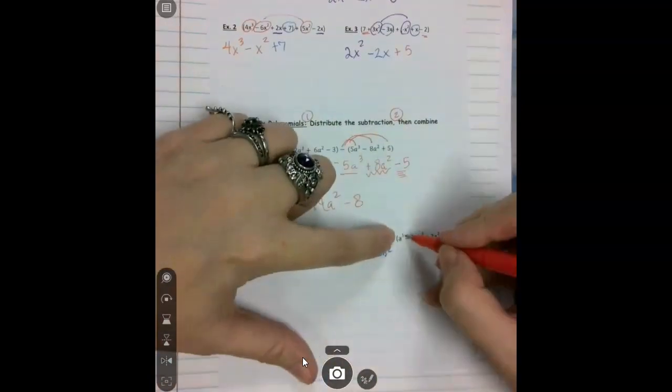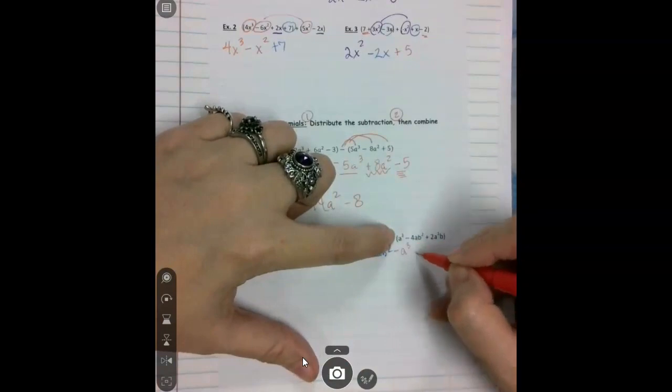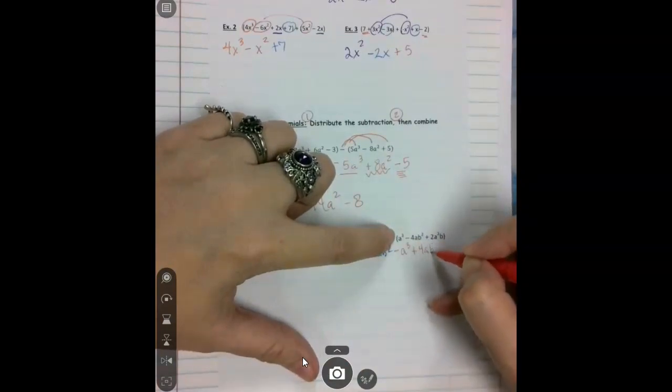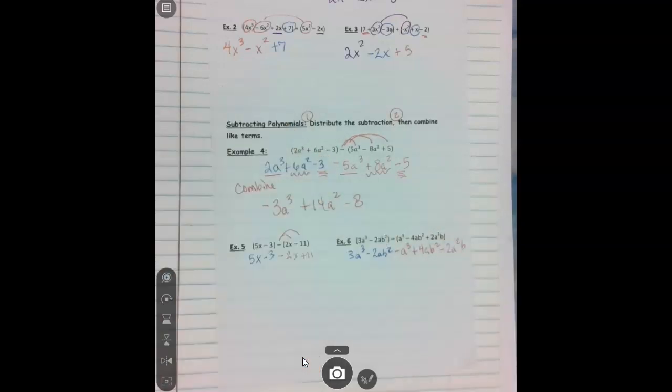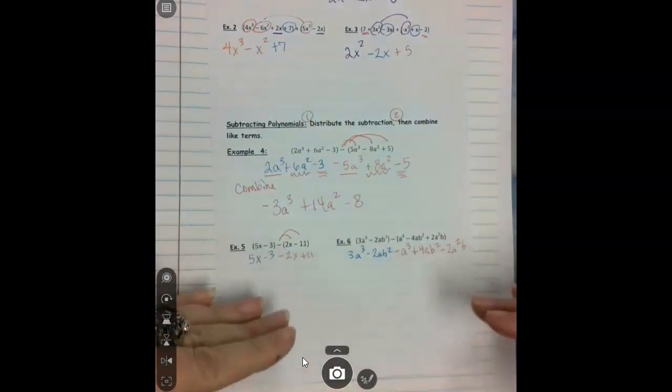Do the same thing over here. Change the signs. Negative a cubed plus 4ab squared minus 2a squared b. Change the sign on everything. Then I just combine like terms.